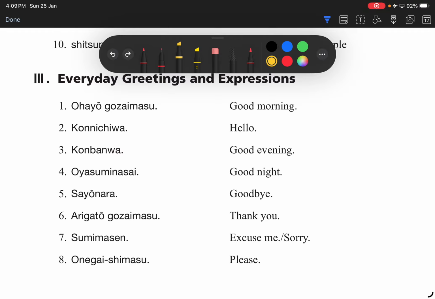Sorry, Rachel, how would you say "I use my nose to smell the flower"? 鼻で花を匂いします。Like 匂い, smell, to smell.